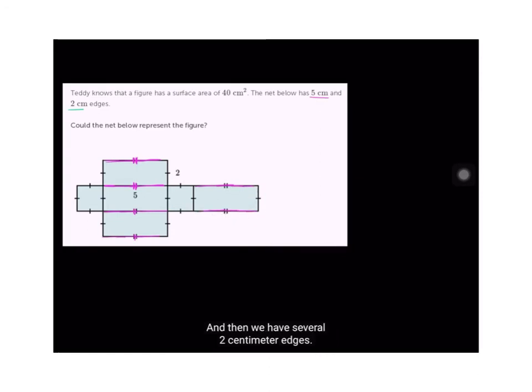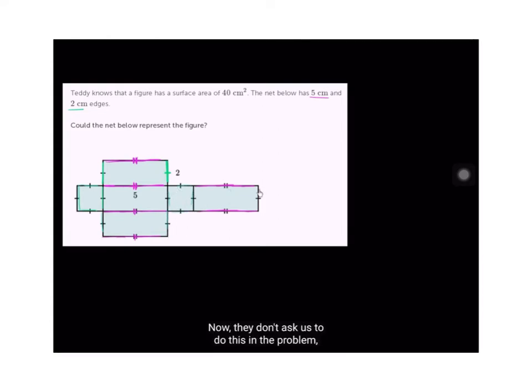And then we have several 2 centimeter edges. So this one is 2 centimeters, and any other edge that has the same number of hash marks, in this case 1, is also going to be 2 centimeters. So all of these other edges, pretty much all the rest of the edges, are going to be 2 centimeters.